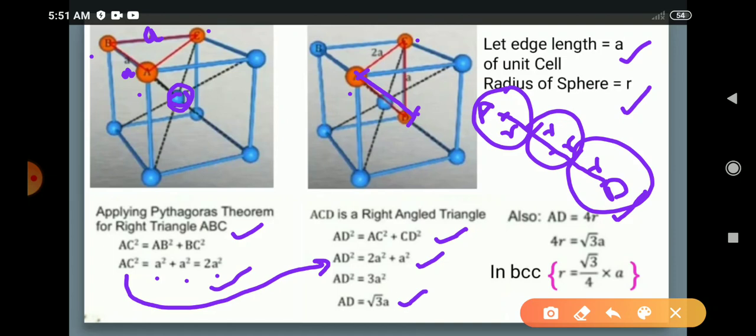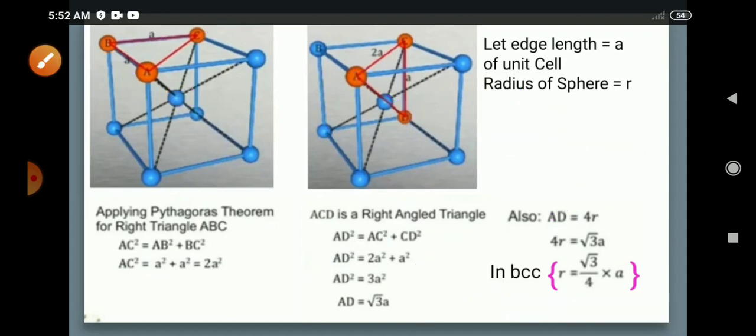Now equate AD is equal to 4R with AD is equal to root 3A. When you solve this, we get 4R is equal to root 3A, then R is equal to root 3 by 4 A. So this is the relation between R and A for the BCC: R is equal to root 3 by 4 A.